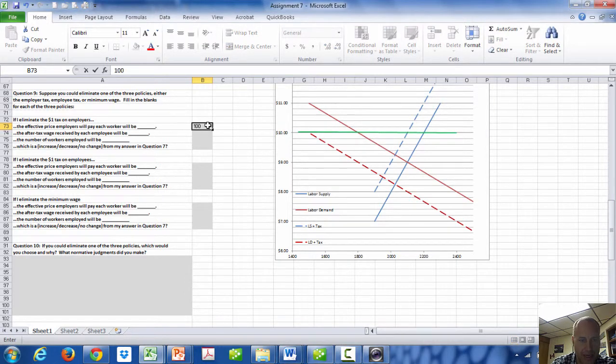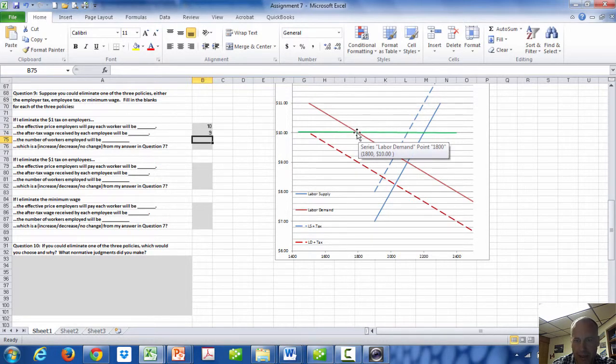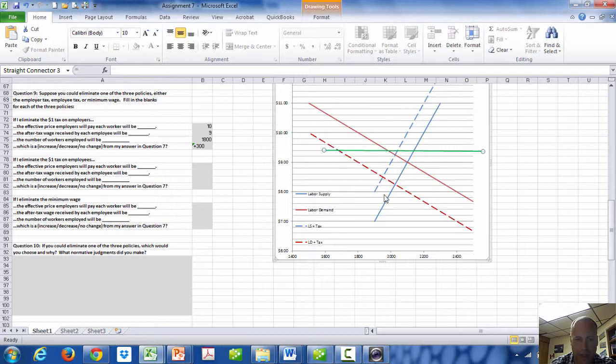All right, the effective price would be the $10 minimum wage. The after-tax wage received by each employee will be $1 less. Employees, remember, get to keep 9. The number of workers employed is going to be dependent on how many offers are made, and this is going to be 1,800, which is an increase, decrease, or no change from the answer in question 7. This is plus 300. So we're up 300 workers when we go from the 1,500 that were employed at the earlier minimum wage to the higher minimum wage.